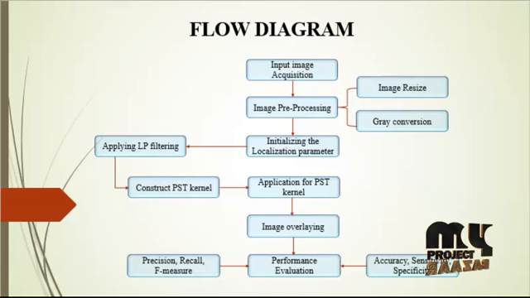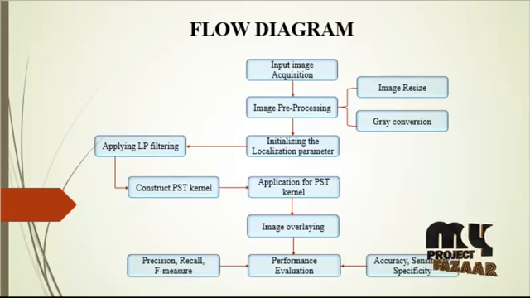In that pre-processing stage, we are performing image resize and gray conversion. For the image resize operation, we are converting the input image into 512 by 512 sized pixels for the process, and the gray conversion means we are converting the RGB image into a gray image. After the pre-processing stage, we are initializing the localization parameters for the mathematical calculations for the phase stretch transform.